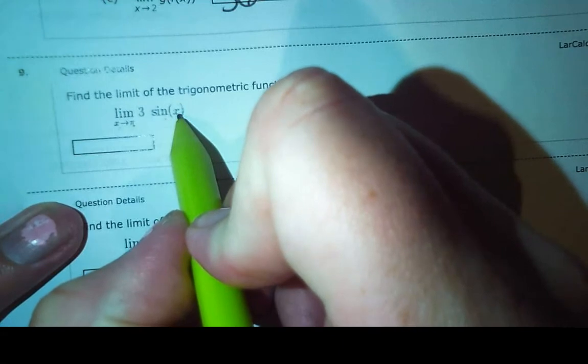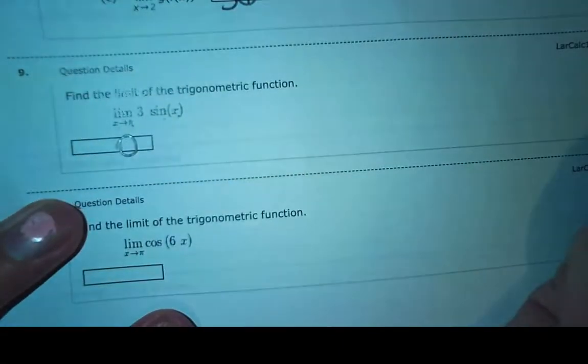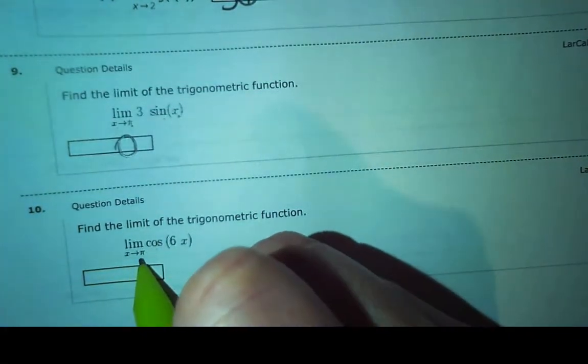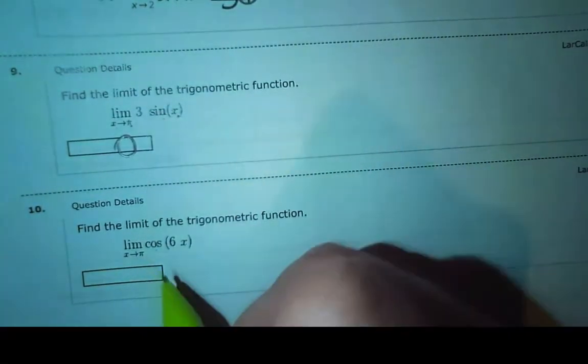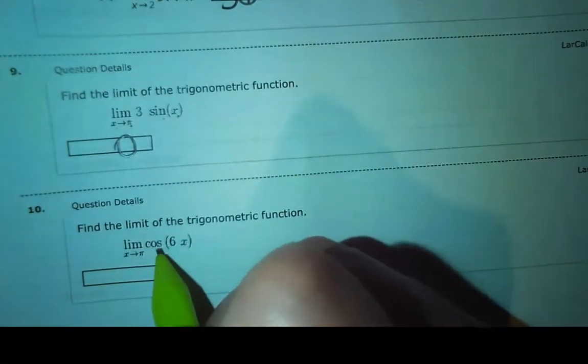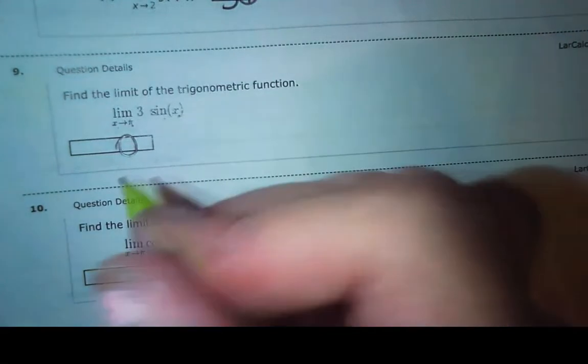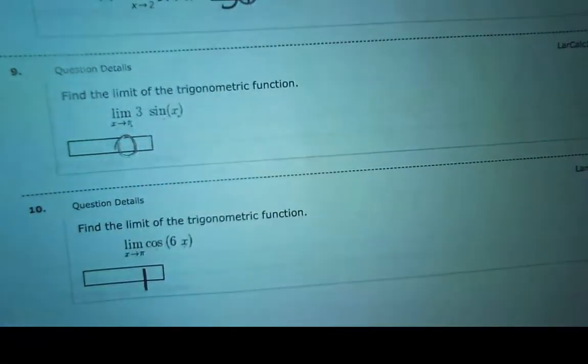Yes, I can. What is the sign of pi? It is 0. And 3 times 0 is 0. Okay. What about this one? The limit as x approaches pi of the cosine of 6x. So shove in a pi. So the cosine of 6 pi is going to be the same thing as the cosine of 0, which is 1. Okay. So let's find this one.